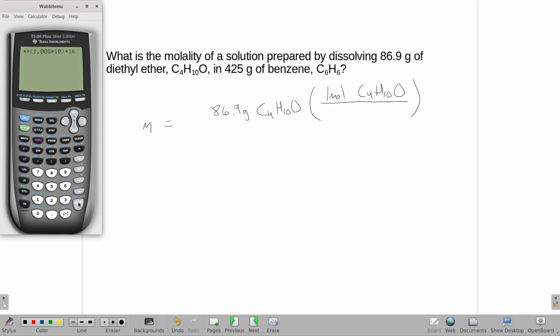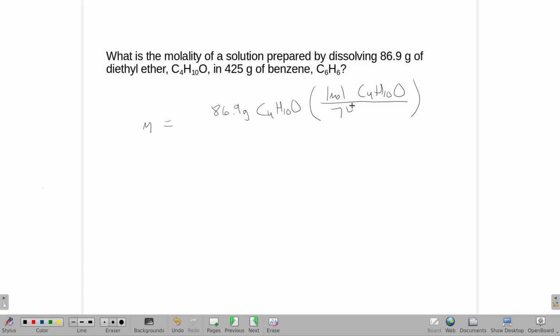(12.01 × 4 + 1.008 × 10 + 16). We get a molecular weight of 74.12. Alright, that'll be our moles. And then on the bottom we just want kilograms of just the solvent, so 0.425 kilograms.